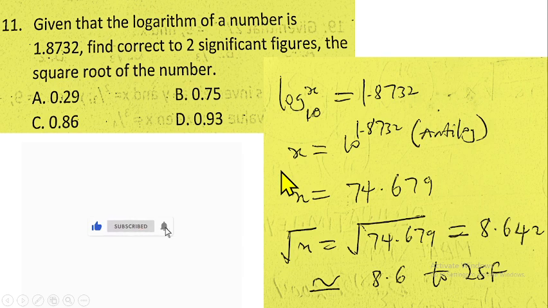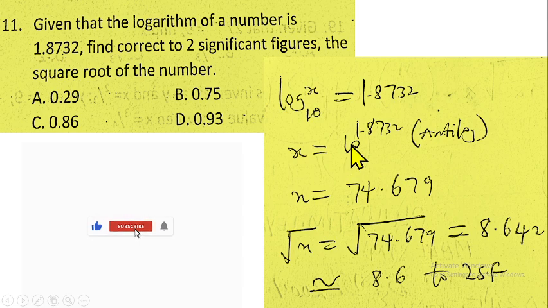Question number 11 is from logarithm as well. Given that the logarithm of a number is 1.8732, find, correct to two significant figures, the square root of the number. So we are given the logarithm of a number we don't know. That means you have log of x base 10 equals 1.8732. So how do we get this x? By finding the antilog of this side to give us a value of x.